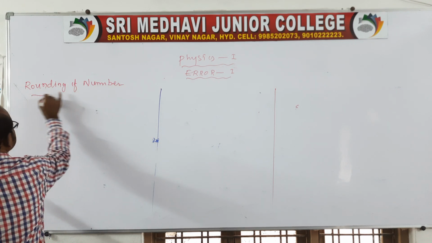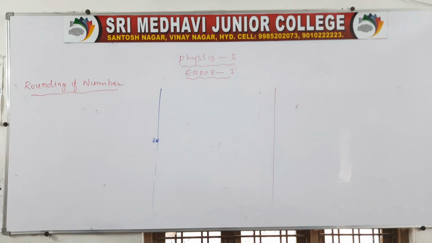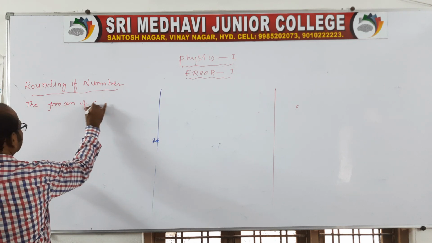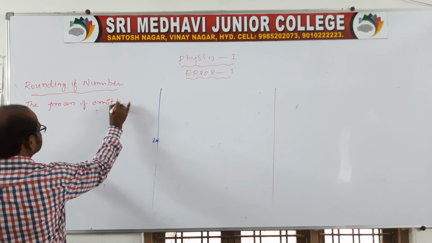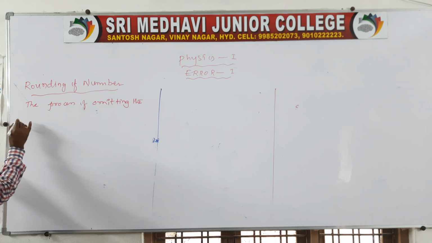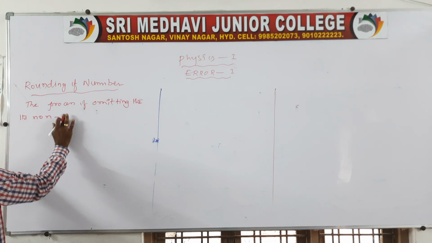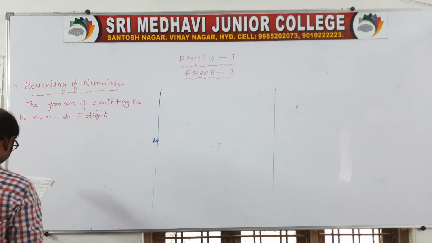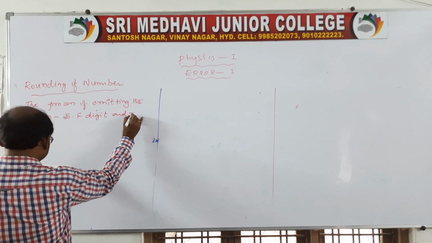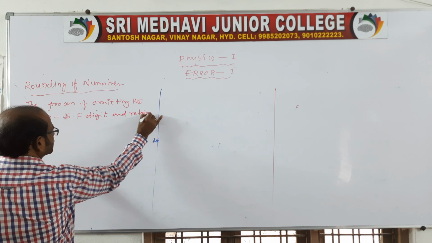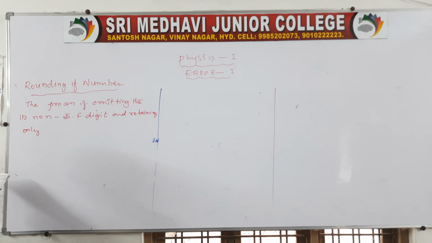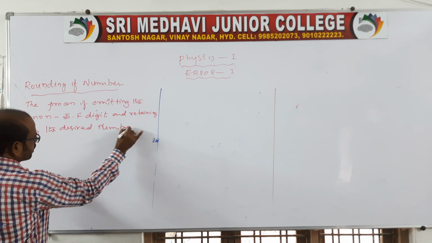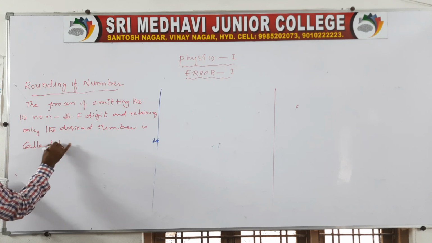See here, the process of omitting the non-significant digits and retaining only the desired number is called rounding of numbers.